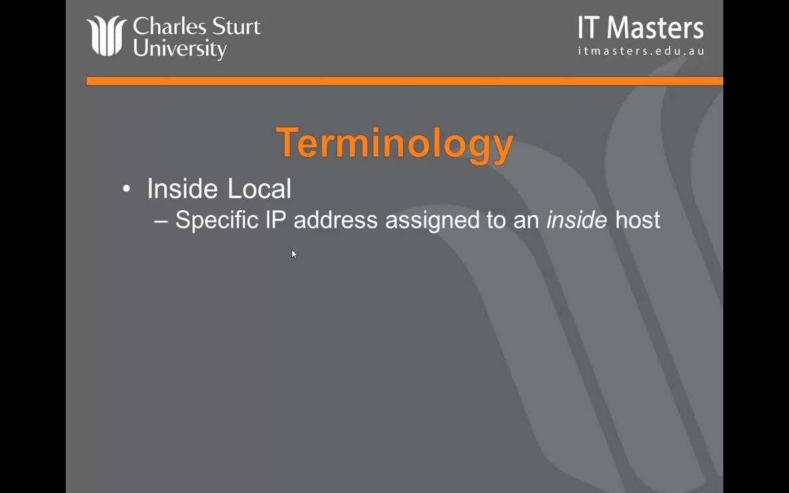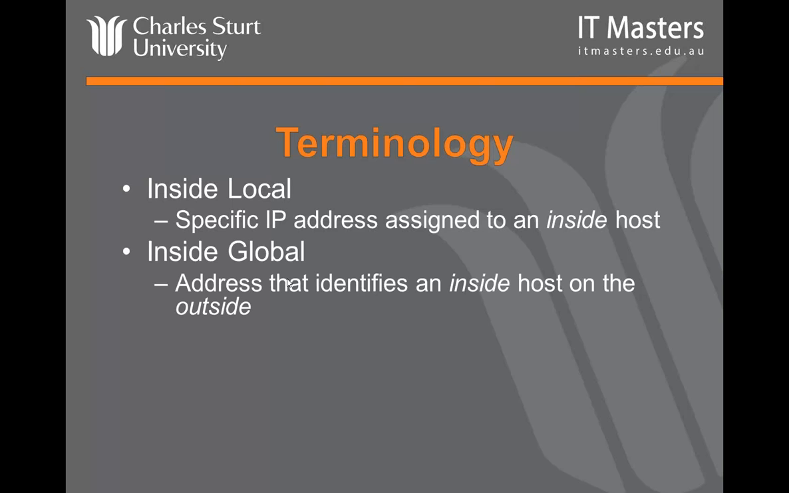That's pretty straightforward. So inside global is the address that identifies that same inside host on the outside of your network. If you consider you've got your corporate LAN on the inside, you've got your internet outside, the inside global address is the address that identifies your inside PC or host to people on the outside. So it's basically the global address that the router is swapping out for the inside host during the NAT process. The outside world will see your internal PC coming from this address, the inside global address.